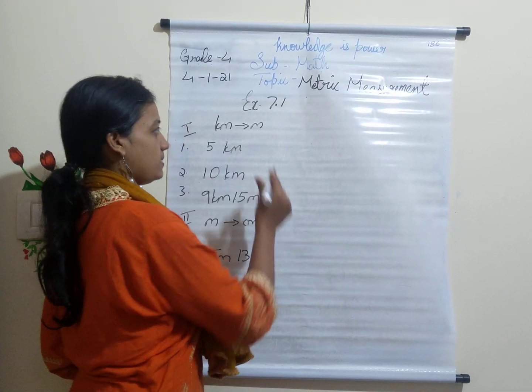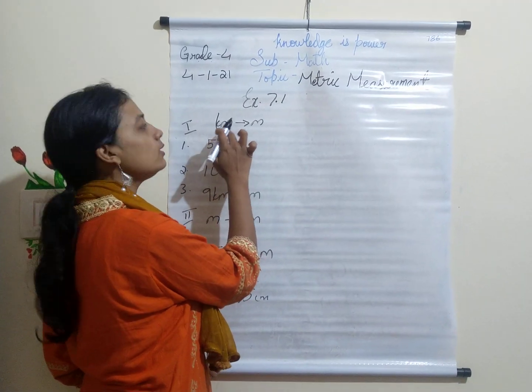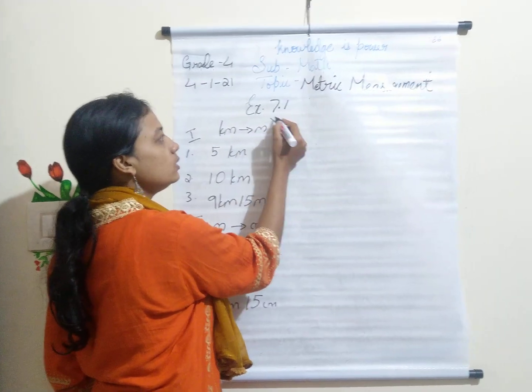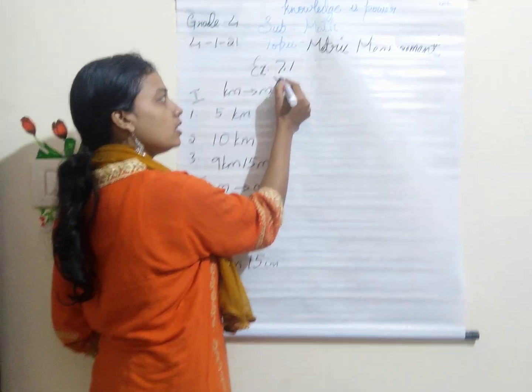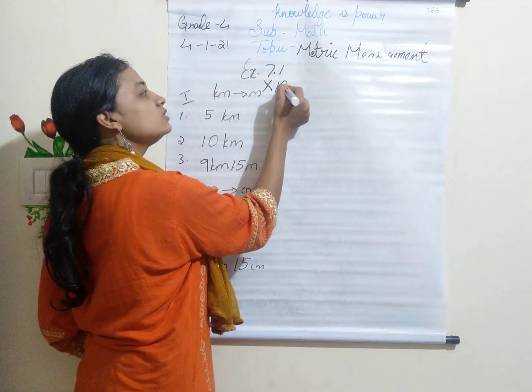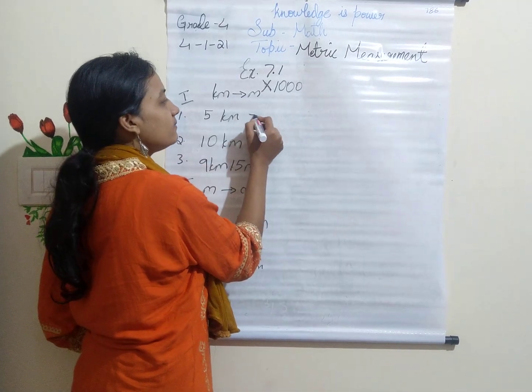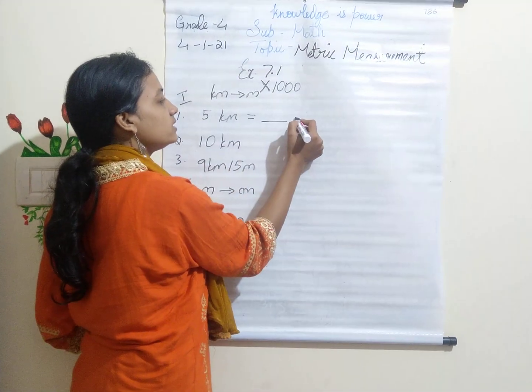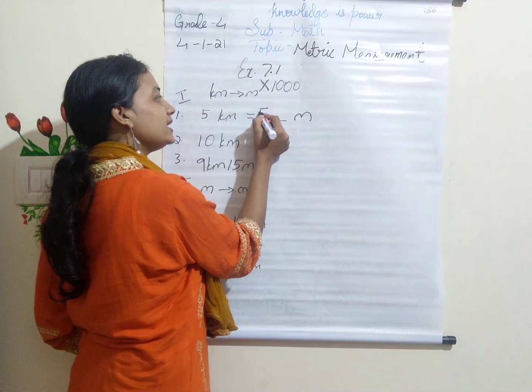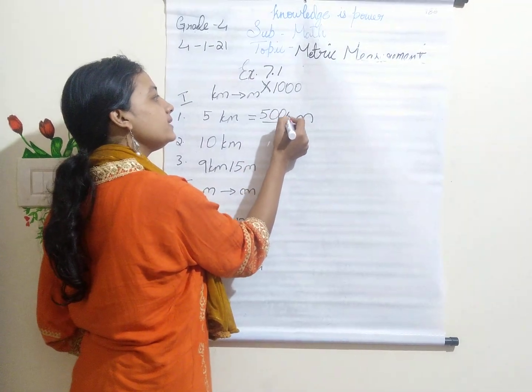So now the first main is converting from kilometer to meter. So what should I do? It is from big to small, so I am going to multiply this with 1000. So 5 kilometer, when I multiply it with 1000, I get 5000 meter.